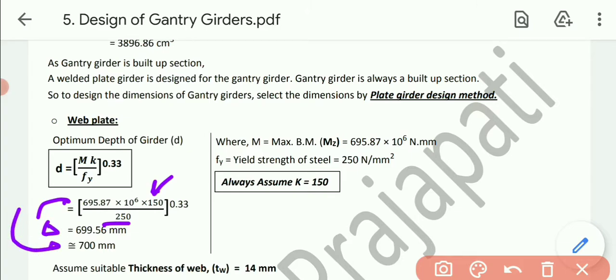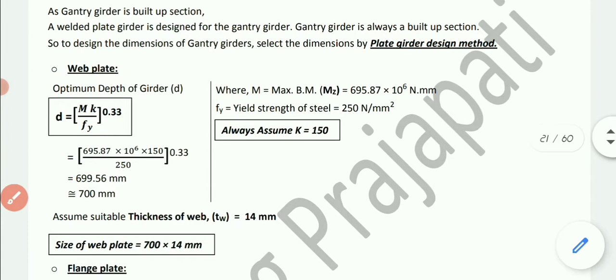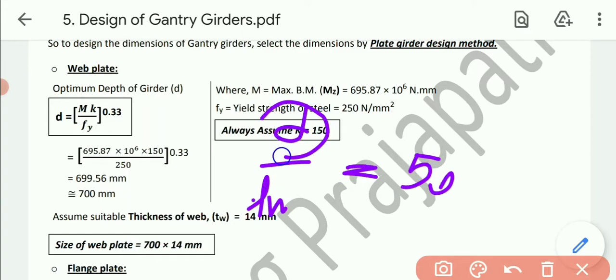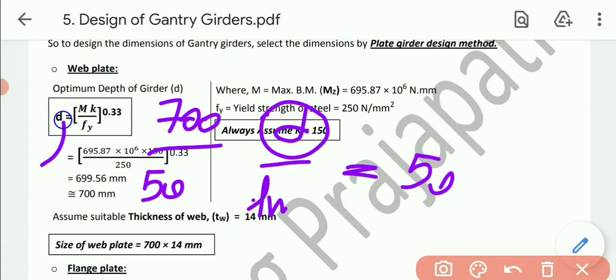So let's take the round figure value as 700 mm. So I got the depth of the gantry girder, meaning the web, that is 700. Now let's assume the thickness of web. Always assume the thickness of web in such a way that the d by t_w ratio comes to 50. I have already got the value of d, 700. So 700 by 50, I will get the t_w as 14 mm.